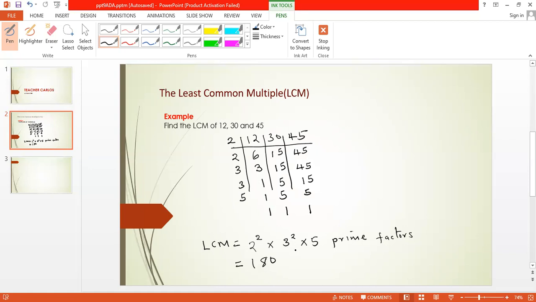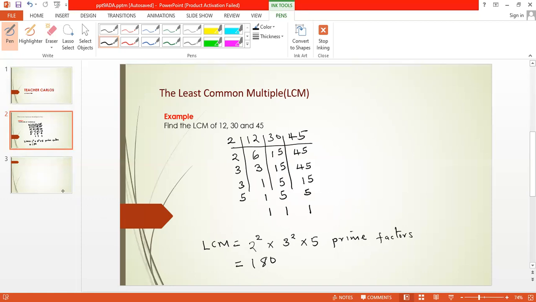So you can leave the LCM in terms of prime factors or as a single number. You can see that 12 can go into 180 completely, 30 can go into 180 completely, and 45 can go into 180 completely. So that is the least common multiple, the least number that 12, 30, and 45 divide into.